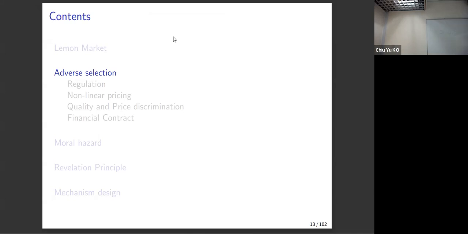So, we look at adverse selection, and then you have time to look at moral hazard. I think we should have enough time. But so let's look at the model, okay?